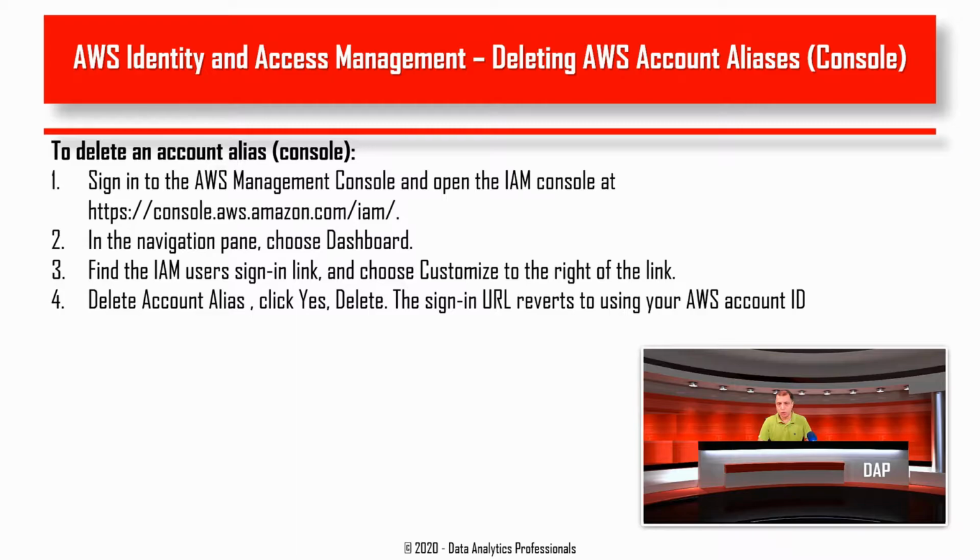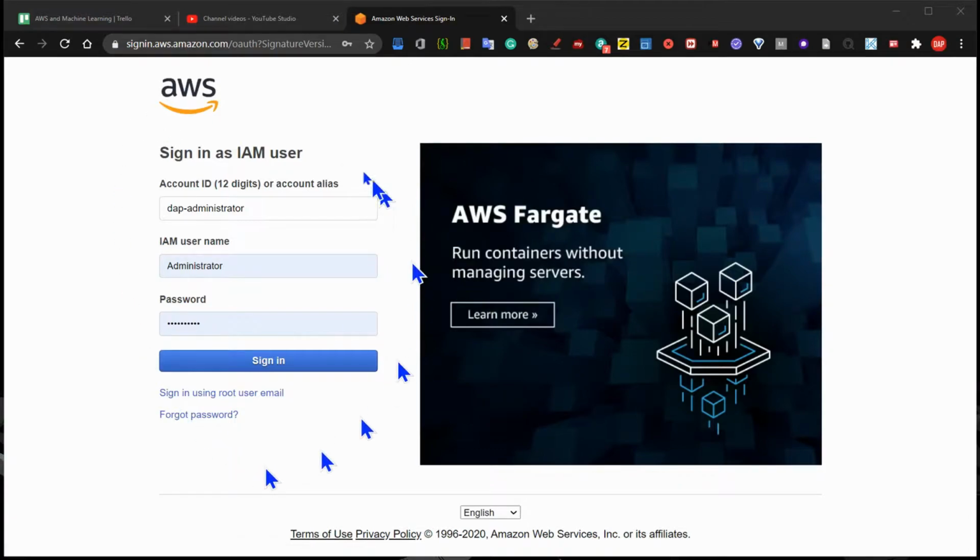We need to open the browser and hit this website, and once you type this address, you should be on a page something like this. All you need to do is sign in as an IAM user, and this is the account alias that we created in the previous lecture. In this lecture we will learn how to delete it. So we are going to give this account alias. You can give the account ID, both will work. This will work only if you have created one.